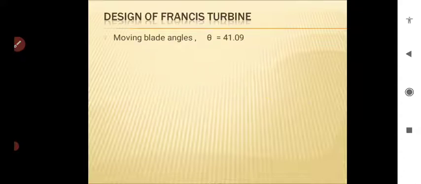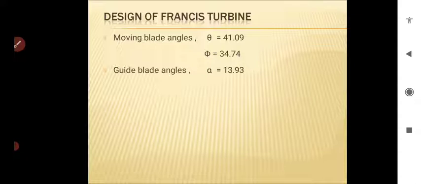U2 we will get here is 9.896 meter per second. Tan phi is equal to 6.862 by 9.8966. So finally we will get phi value 34.74. So these are the design of Francis turbine.